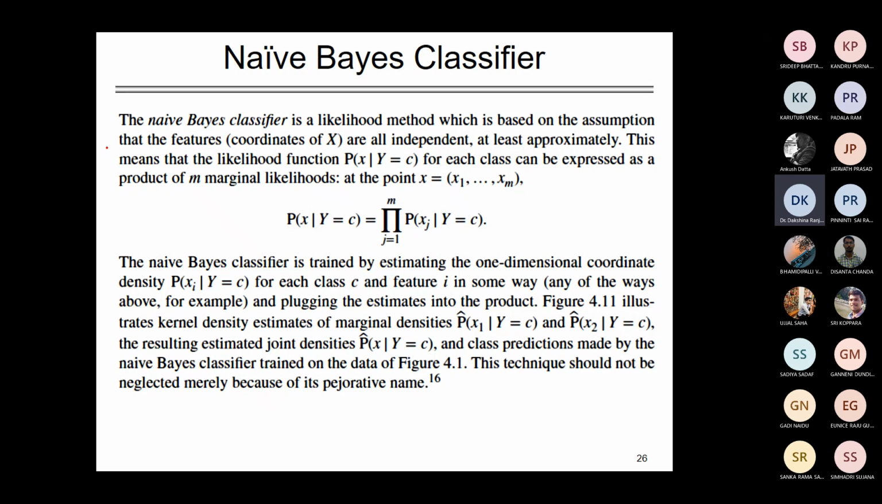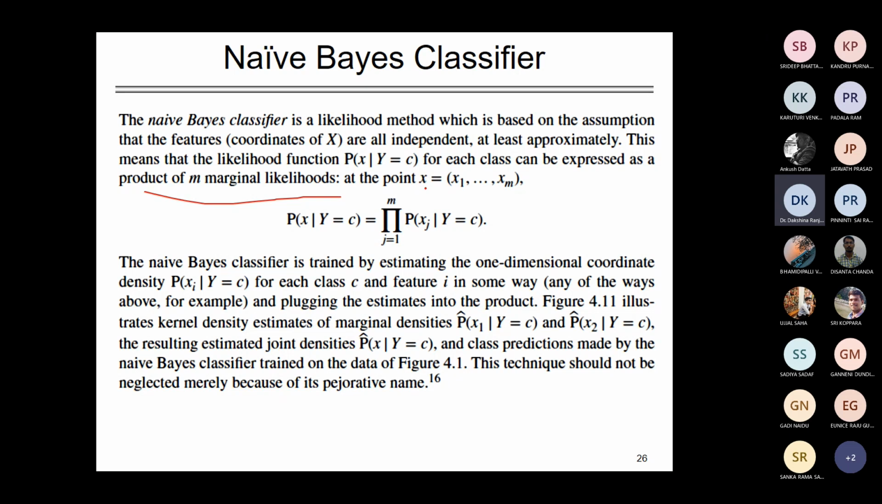Our assumption is that features are conditionally independent, but if we apply this assumption on real data, sometimes it will not be valid. However, this classifier will work fine. Becoming conditionally independent means that the likelihood function for each class can be expressed as a product of marginal likelihoods.